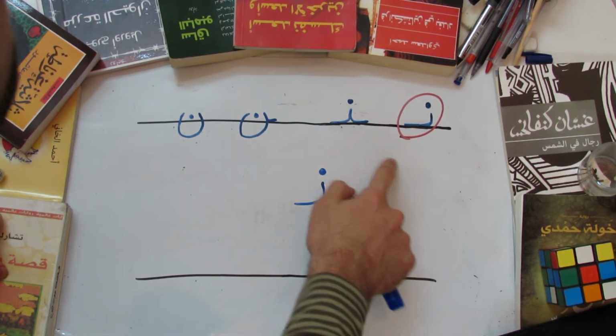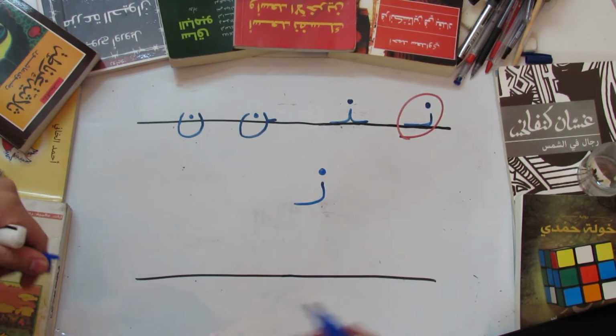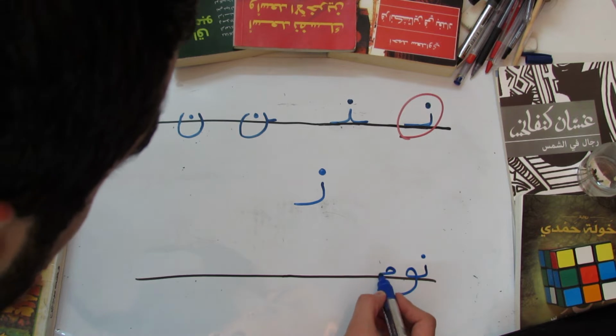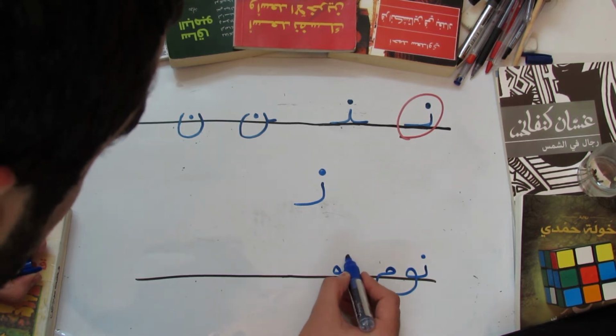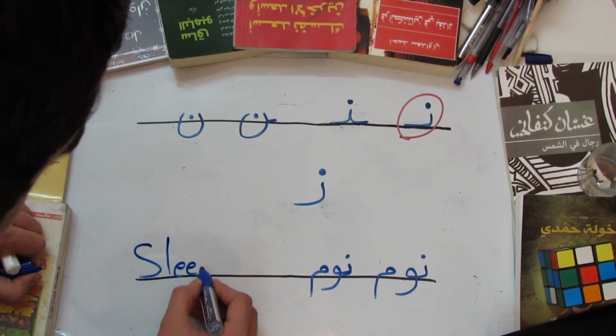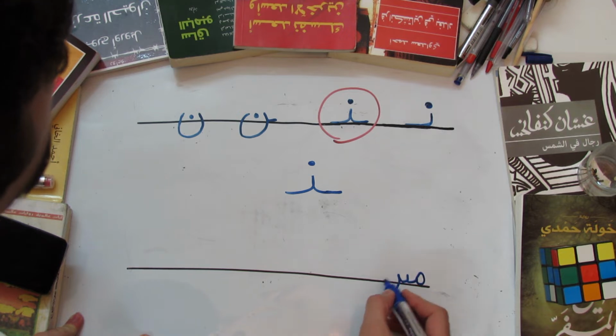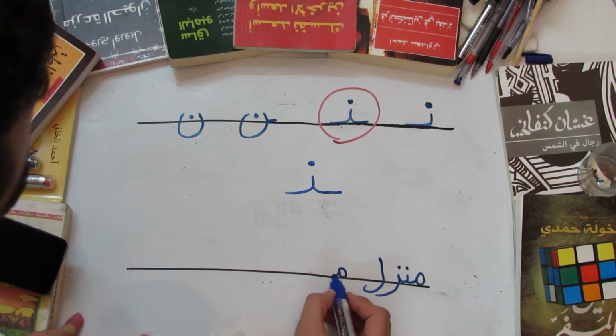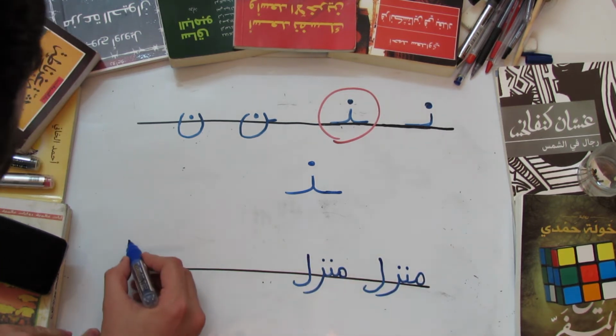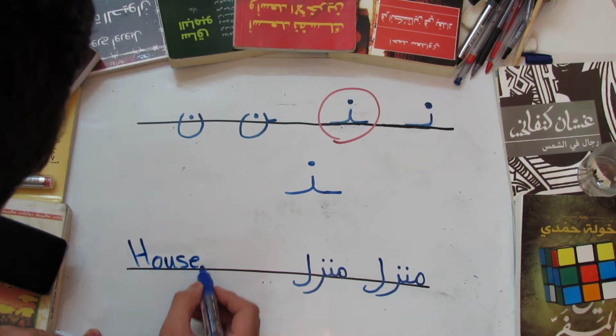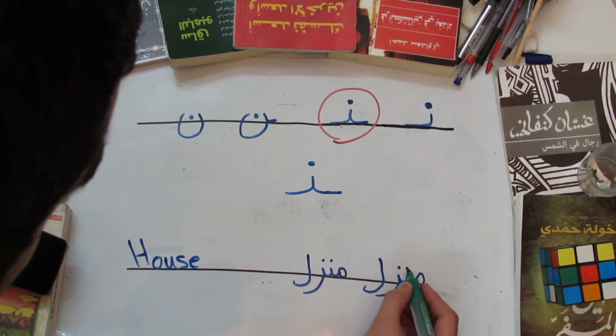So, as we mentioned before, the shape of noon at the beginning of the word is the same as others. And as an example of it is the word naum, sleep. The same thing with its shape in the middle of the word. We have an example: منزل, house.